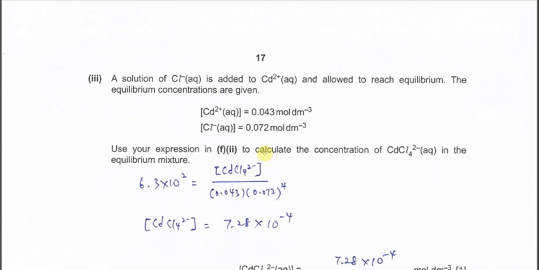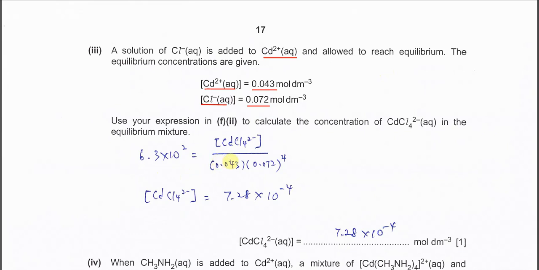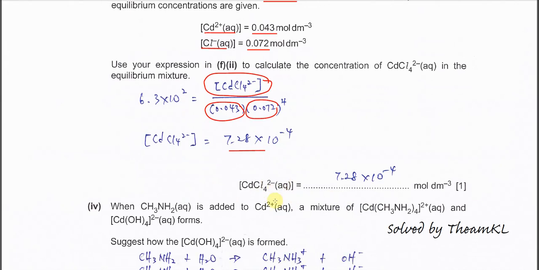Okay, now part 3. A solution of the chloride is added to this cadmium solution and allowed to reach equilibrium. The equilibrium concentrations given. So the cadmium ion, this concentration, chloride, this concentration. So substitute this concentration and the Kstep that given, and try to find the concentration of the complex ion. Okay, substitute this cadmium ion and this chloride concentration, so you get this 7.28 times 10 to the power negative 4 mole per dm cube. This is the concentration for the complex ion.